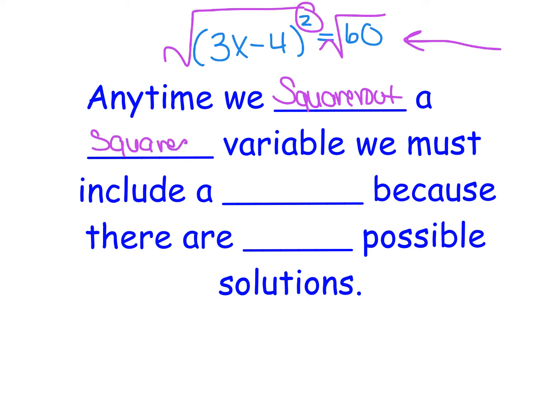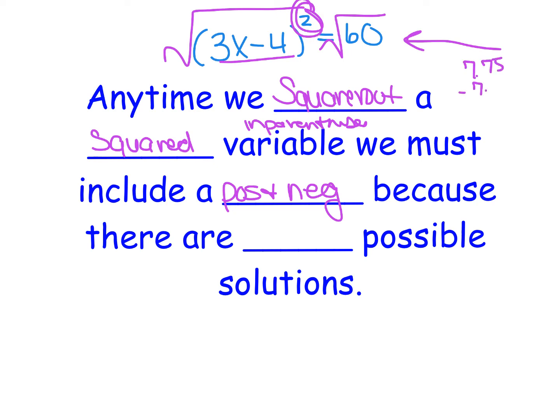Now here it says squared variable. It could also be squared variable in parentheses. It doesn't really matter. What matters here is that we're square rooting something that is squared. So it has this squared piece up here. We must include a positive and negative version of that. So that was why we had the 7.75 and the negative 7.75. Because there are actually two possible solutions that when squared give us the 60.